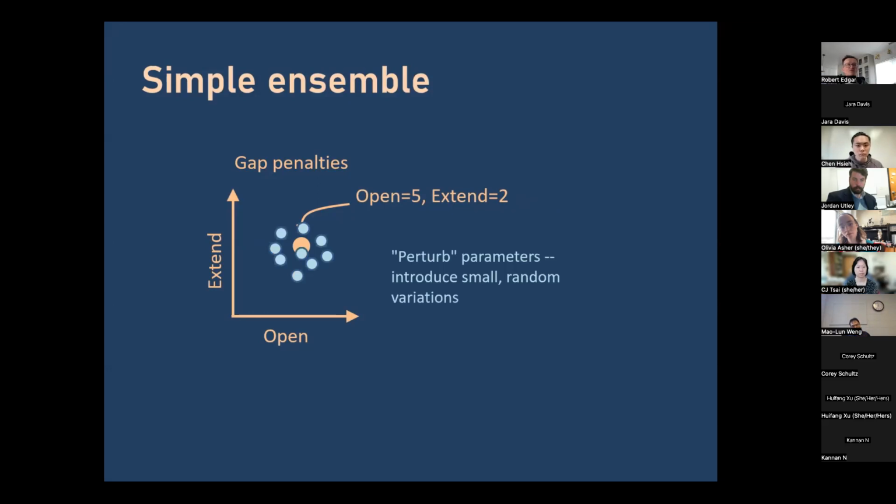So the idea is to do what I call perturbing parameters. We introduce some small random variations, for example, into the gap penalties, and we ask, does that change the alignment, and does that change the downstream analysis that you're doing, such as trees?